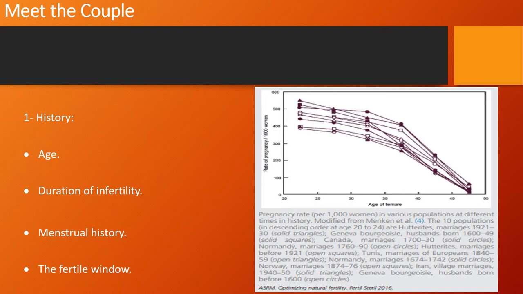woman partner. We can see here in the diagram there is a relation between the pregnancy rate and the age of women. This is showing the pregnancy rate in various populations at different times in history, and we can see here the pregnancy rate is declining with the increasing of female age. The other thing, the duration of infertility and the menstrual history, is very important also.